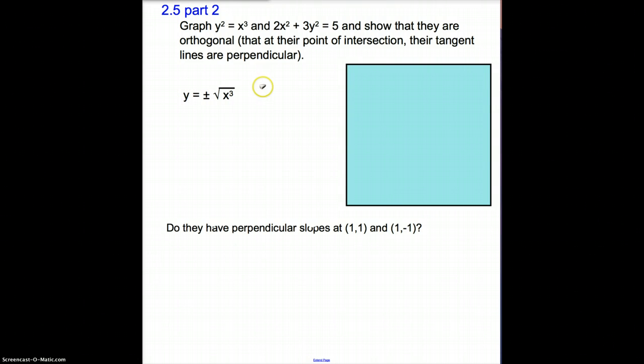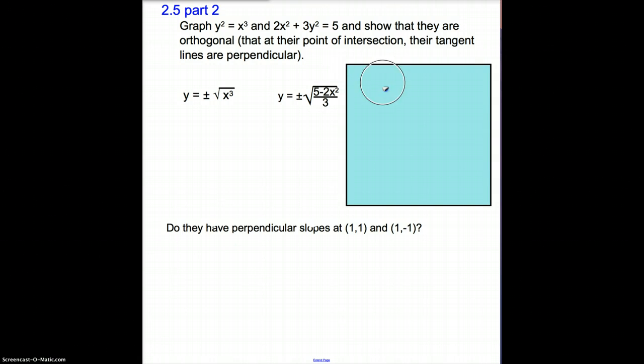So then you graph that one, and then the other one, you're going to have to subtract your 2x squared and then divide by 3 and then take the square root. So you'll have positive and negative square root of the quantity 5 minus 2x squared over 3. Lots of parentheses to enter in there if you're putting those in your graphing calculator. So 4 functions here we're graphing technically. 2 pieces for the first one and 2 pieces for the second one.